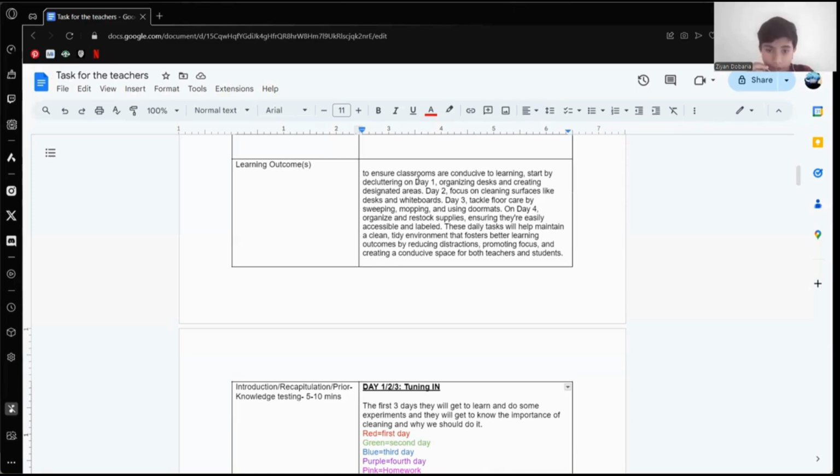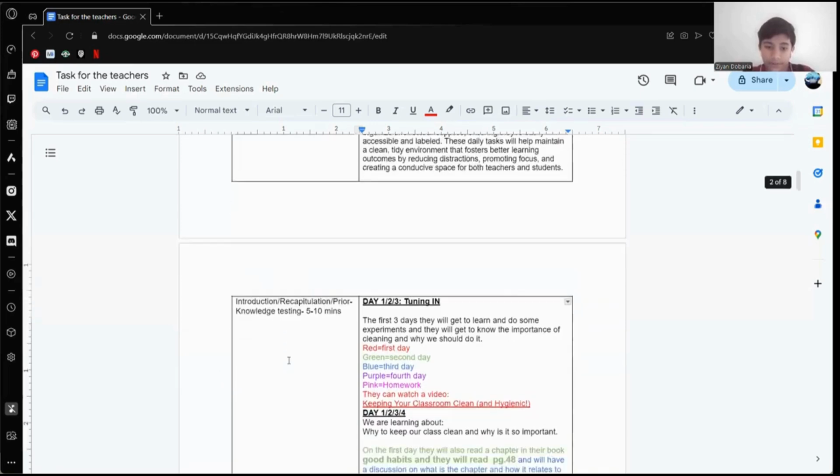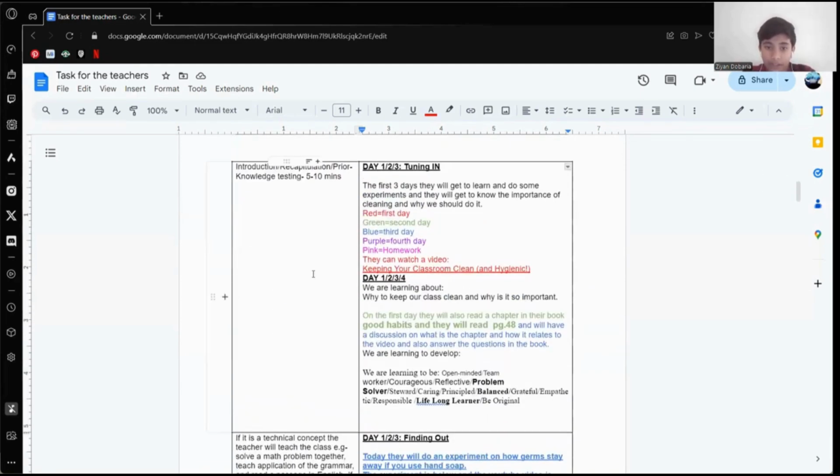These daily tasks will help maintain a clean and tidy environment that fosters a better learning environment, reduces distractions, promotes focus in the classroom, and creates a conducive space for both teachers and students. On days one, two, and three, the first three days, they will get to do some experiments and get to know the importance of cleaning and why we should do it.